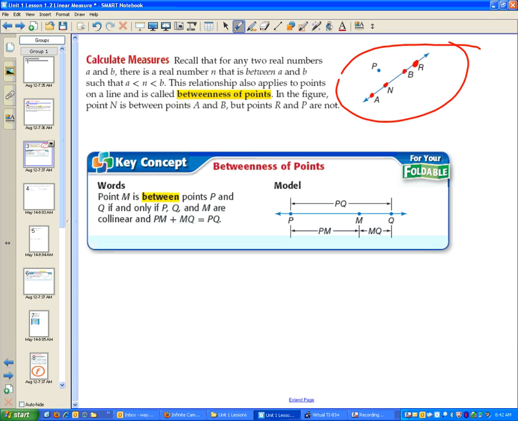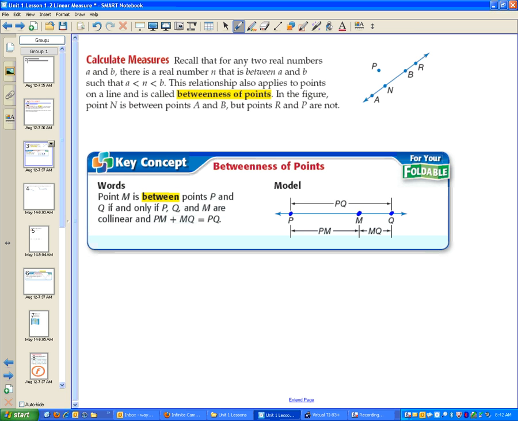See the difference? See the preciseness you have to work with? Okay. Now, betweenness of points, this little box here. Point M is between points P and Q. And look at it. With the definition I just gave you, that it has to be collinear with it, it makes sense, right? M really is between P and Q because they're all collinear.